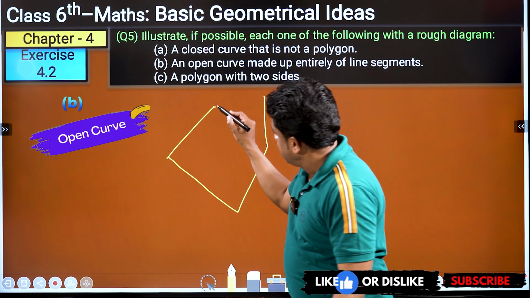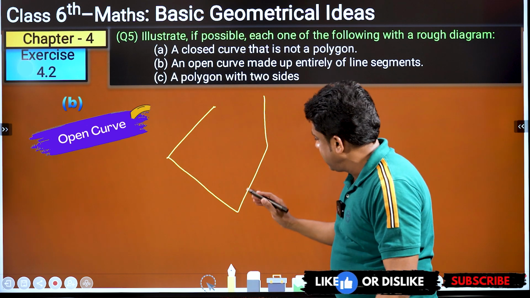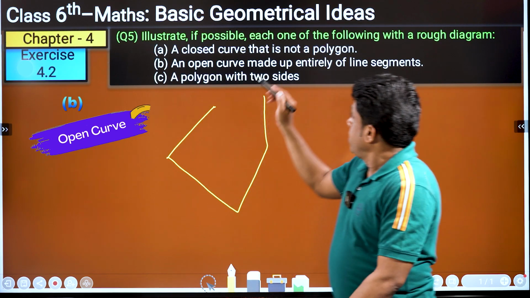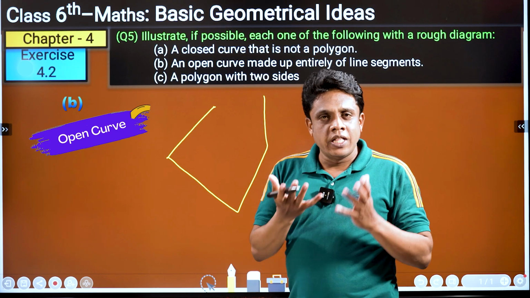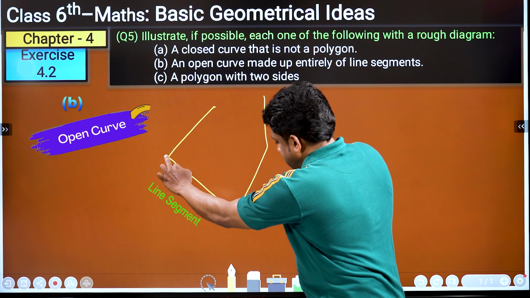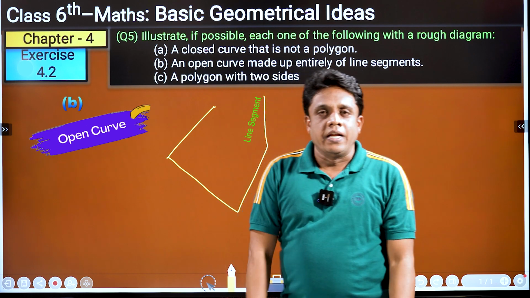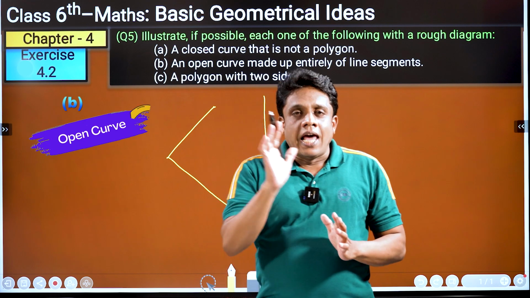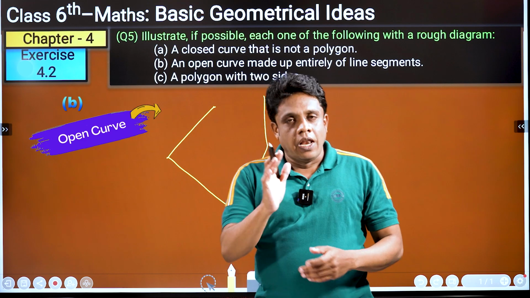A curve means any diagram that will have turns. Look here: we have a turn, again a turn, again a turn, again a turn. It is an open curve, and also made up entirely of line segments. Here we have used only line segments. This is one line segment, this is another, this is another, and this one is another. That means we have drawn an open curve using line segments only. Clear?